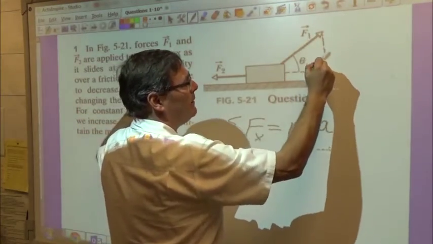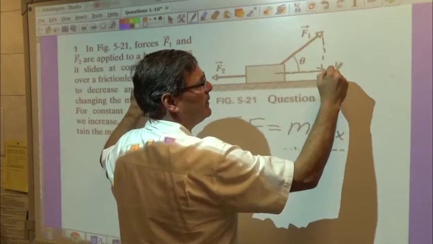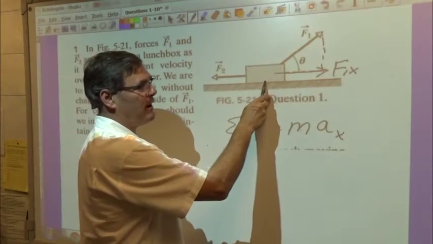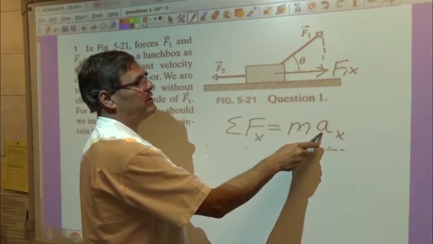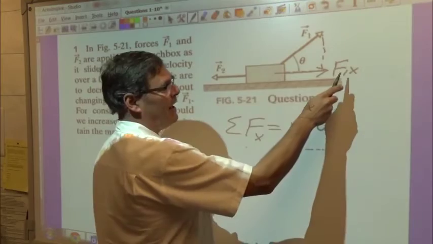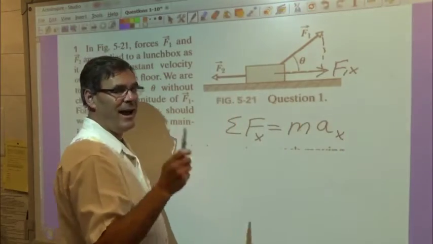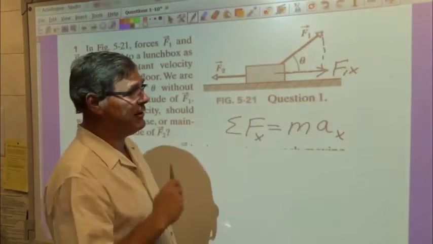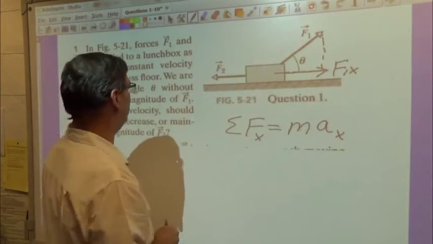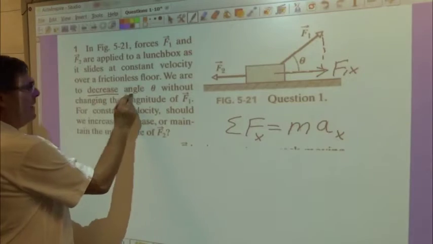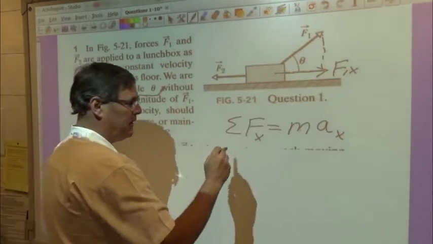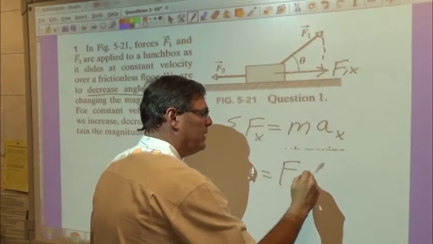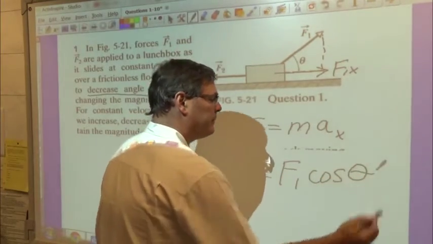Now the lunchbox isn't going to move in the y direction, so I know we're talking about the x direction. So F1 has an x component to it, F1x. And I know that for this lunchbox to have a 0 acceleration and move at constant velocity, F1x and F2 have to be equal in magnitude, and because they're in the opposite directions, they'll add to 0 if they are equal in magnitude.